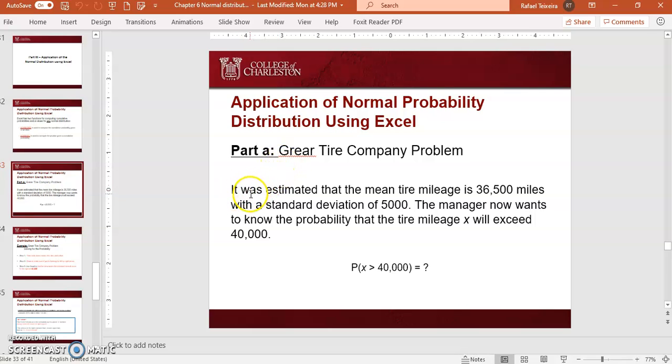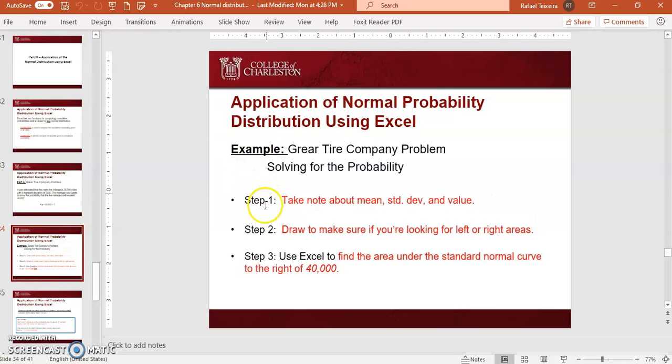Going back to the part A problem for the Greer Tire Company, it is estimated that the mean tire mileage is 36,500 miles with a standard deviation of 5,000 and so on. What's the probability that the tire mileage will exceed 40,000 miles? So here's my step-by-step process. First step, take note of the mean, standard deviation, and value that we're looking for.